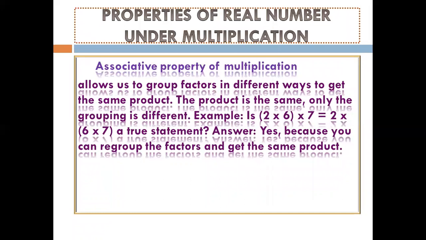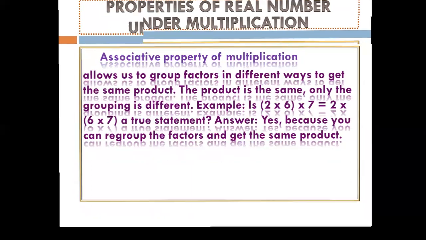2 multiplied by 6 multiplied by 7, left hand side, is equal to 2 multiplied by, within the bracket, 6 multiplied by 7. What we did here is only change the partner of 6. In the left hand side, the partner of 6 is 2, and in the right hand side, the partner of 6 is 7. When you simplify this, the answer will be the same on both left hand side and right hand side.